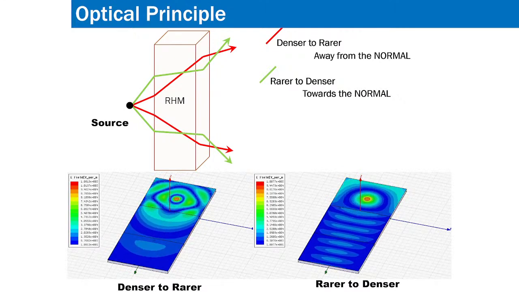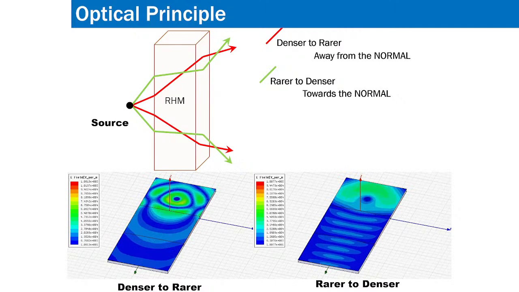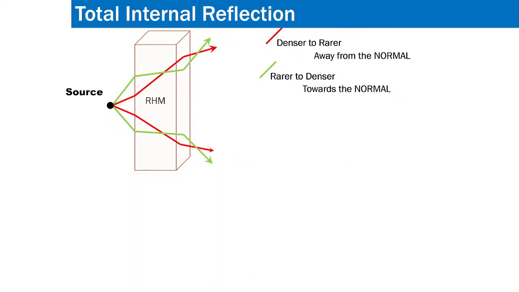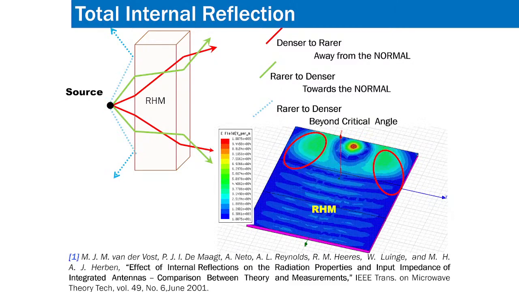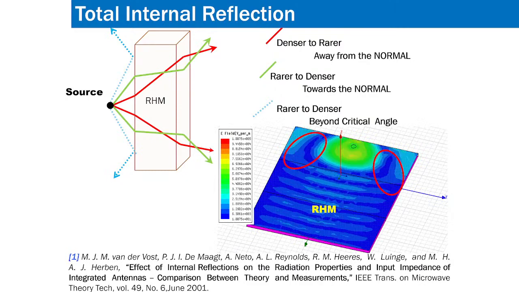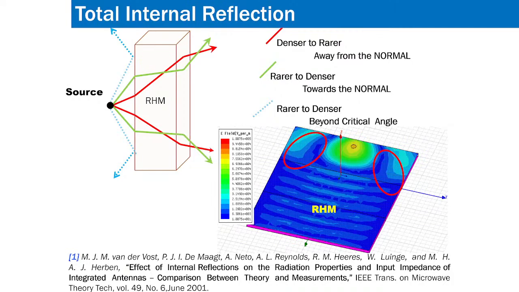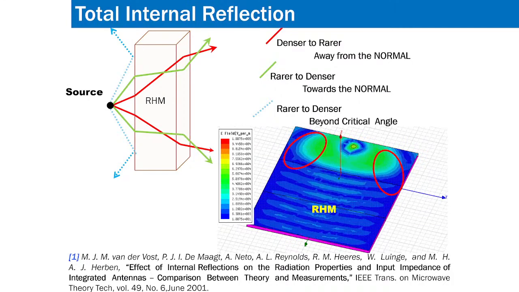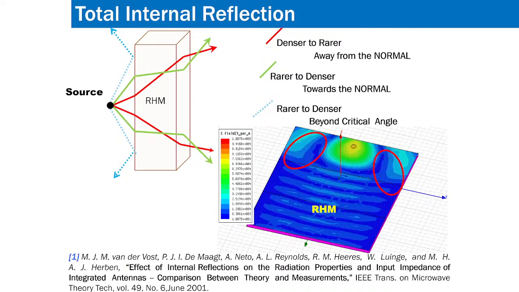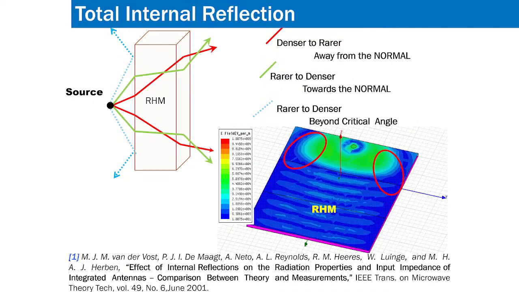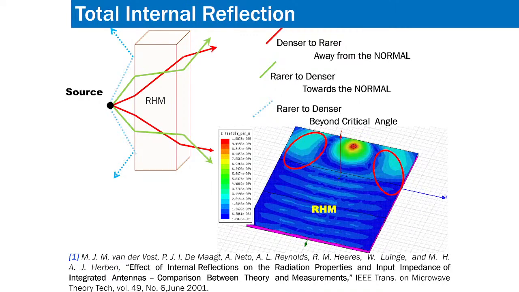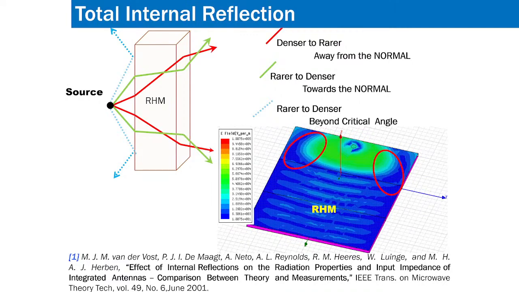Now let us replace the right-handed medium with a left-handed medium. If we travel from rarer to denser medium, or from denser to rarer medium, then the problem will be different. Now, before considering that, let us consider total internal reflection.